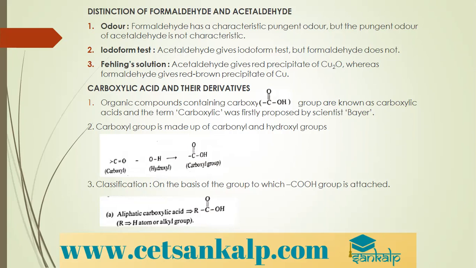Fehling's solution, you may say, teacher, both are aldehydes. Of course, both are aldehydes, but with acetaldehyde you will get a red precipitate, whereas with formaldehyde you will get a reddish brown precipitate. Because when acetaldehyde is treated with Fehling's solution, the red precipitate is due to formation of cuprous oxide. When formaldehyde is treated with Fehling's solution, the reddish brown precipitate is due to formation of copper.